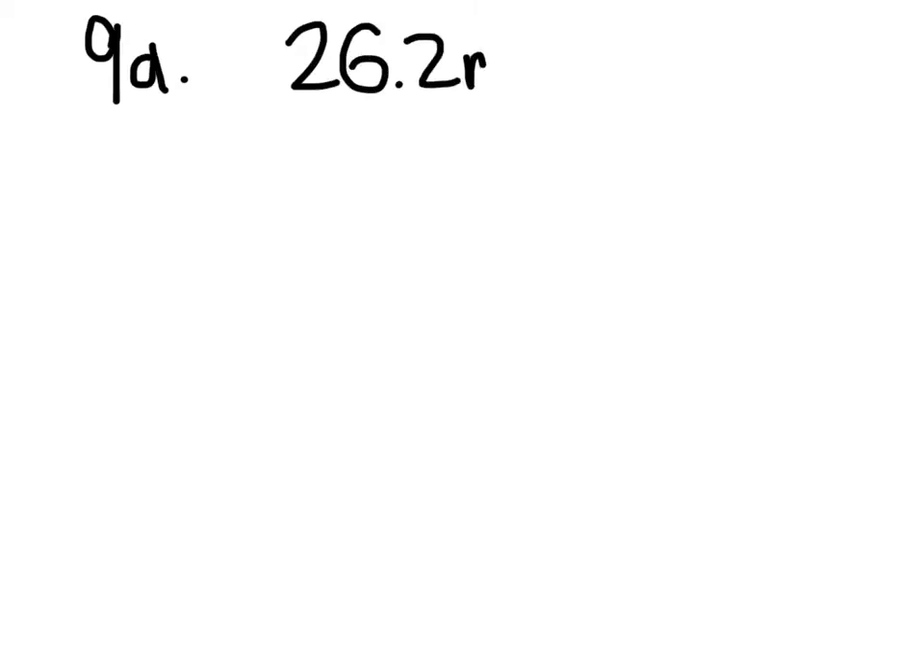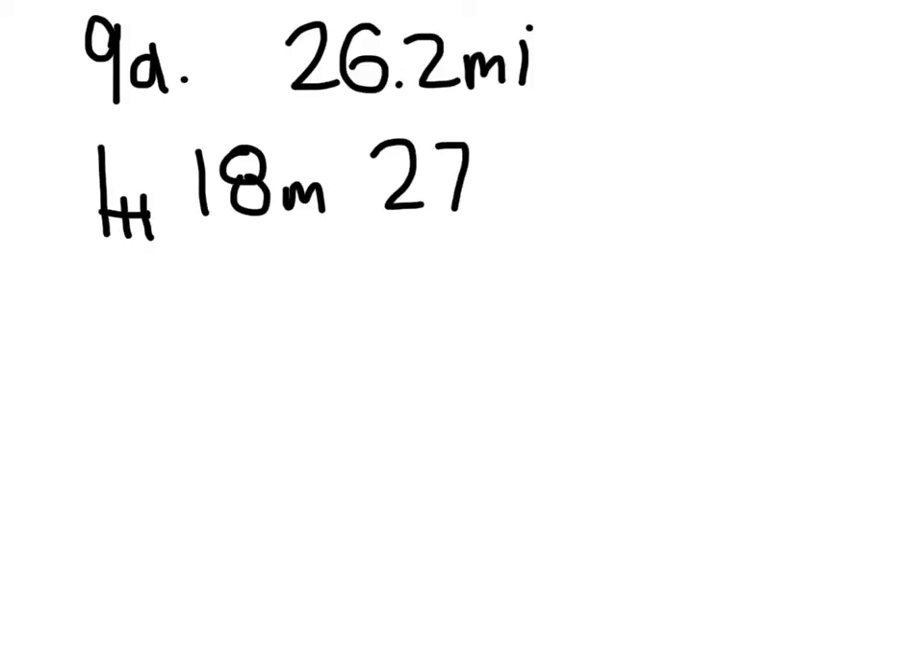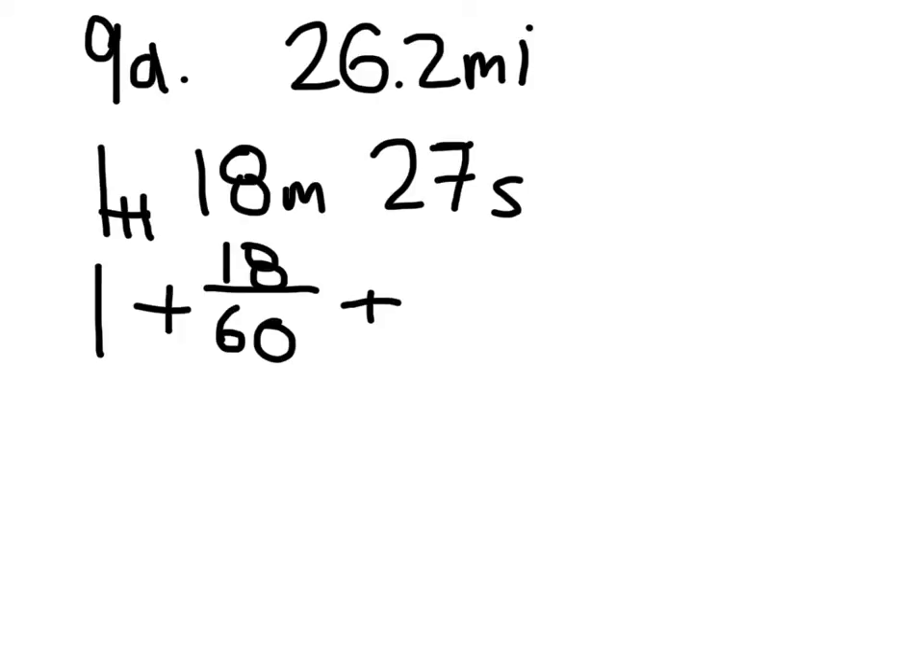So 9A tells you that it's a 26.2 mile race, and she did it in 1 hour and 18 minutes and 27 seconds. All right, let's convert this into hours. So it's 1 hour plus 18 minutes out of 60, plus 27 seconds out of an hour.